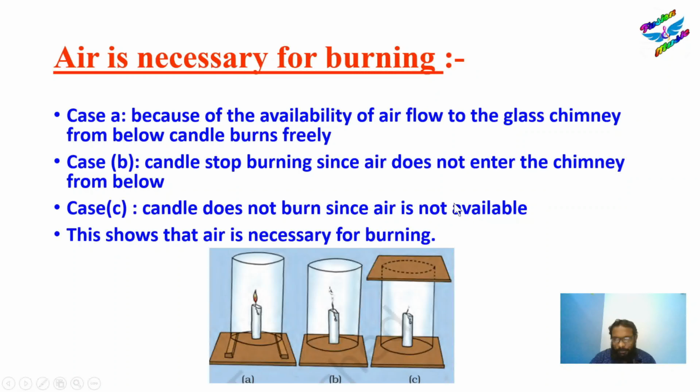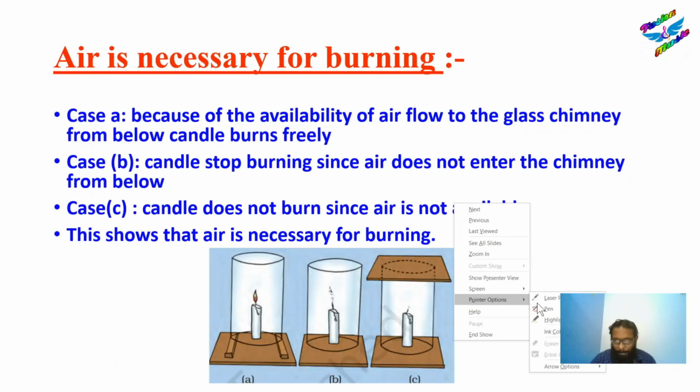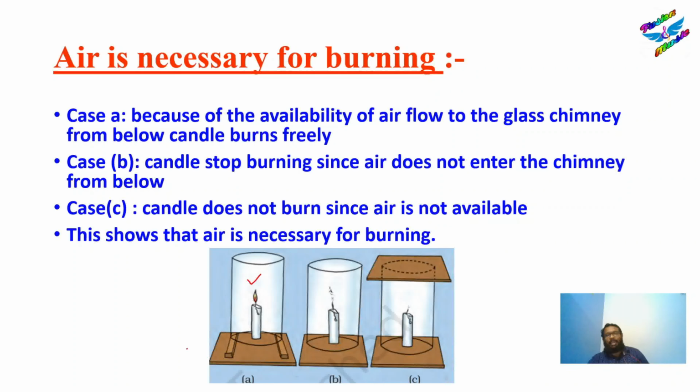In case A, we have a beaker and a glass chimney, and between the wooden plate and the glass chimney we place pieces of wood, and over them we raise the glass chimney. During this process, air flows from downward to upward. In the presence of air, the candle burns very nicely without any difficulty. But in case B, we remove these small wooden pieces so that there is no air inlet towards the beaker. With the air absent, only the small amount of air present in the glass chimney is available, so the flame flickers and the candle stops burning properly.